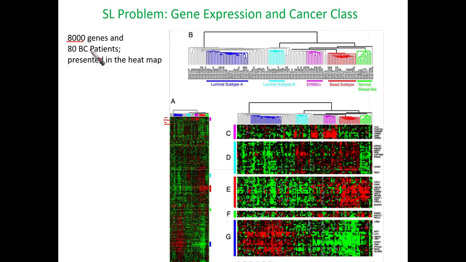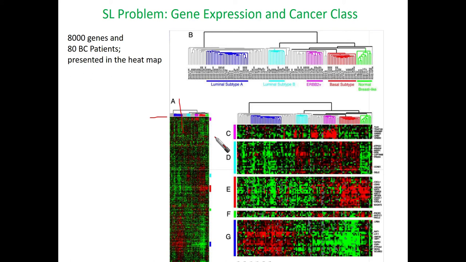Okay, and then each one from this side, this is a column. So this column is, there are 80 patients. That means each column is a patient and each row is a gene. Now, we will see that for a particular patient, for example in this column, and this gene, the gene is expressed or the gene doesn't express.